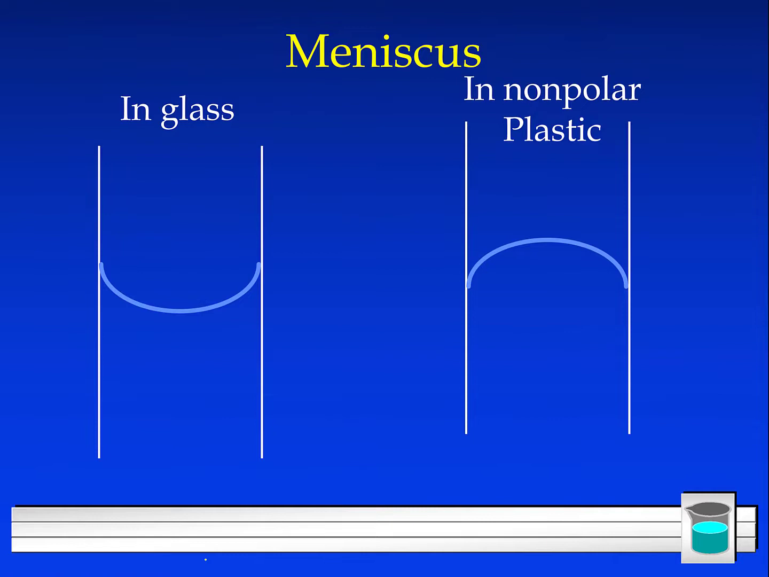So in glass, it looks like that. In nonpolar plastic, it looks like that. Depending on what you put the water in, that decides which way the meniscus curves. Because glass it can hang on to, so it's going to be pulled up. Plastic is nonpolar, it's got nothing to hang on to, so any water molecule here would only be pulled in, so that's going to make it curve that way.